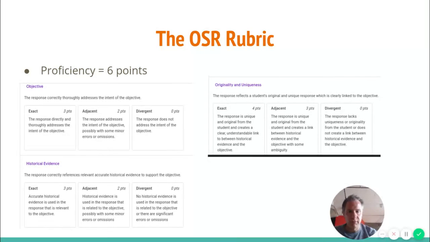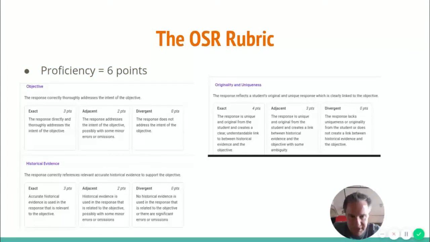So again, it's pretty easy to do. If you get the originality and uniqueness, you really just need to pick up at least adjacent on objective or evidence. Or if you have objective and evidence, but we don't get what you're saying, that's okay, because you could still pick up 3 points and be over the 6 point minimum for proficiency. So again, this is a generous rubric in your favor.